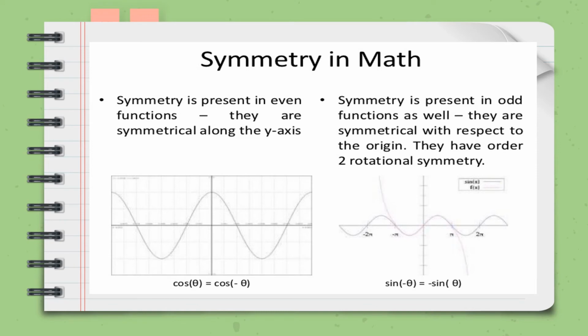Symmetry in math. Symmetry is present in even functions. They are symmetrical along the y-axis. Symmetry is present in odd functions as well. They are symmetrical with respect to the origin. They have order two rotational symmetry.